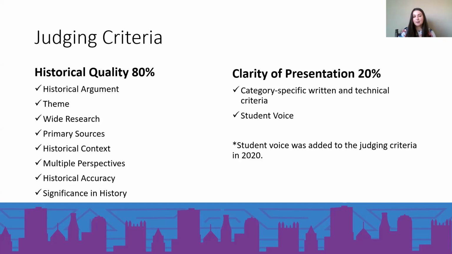Be sure to also pay close attention to student voice. This is something that was added to the judging criteria recently. It was only added to the rulebook in 2020. So if you took a couple years off and you've been doing this for a while, you might not be familiar with that. Student voice is, of course, how well are they using arguments and their project to communicate their own ideas rather than just sort of mimicking the ideas of, let's say, their secondary sources.